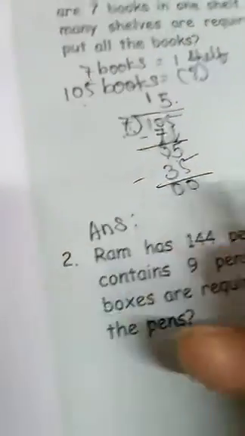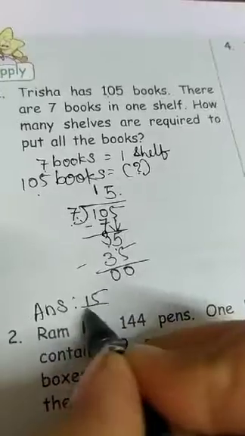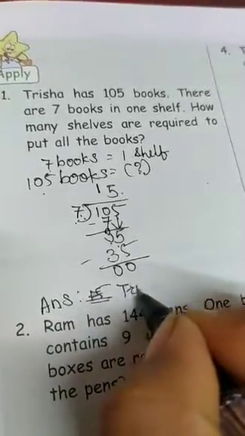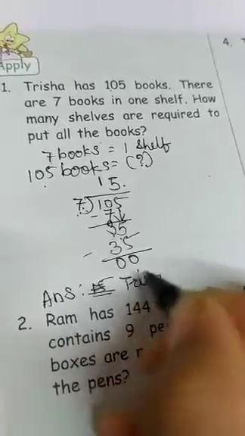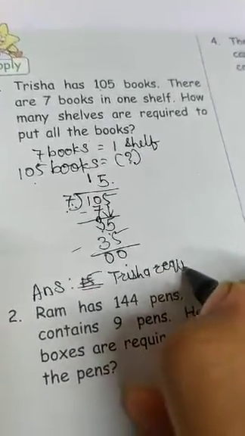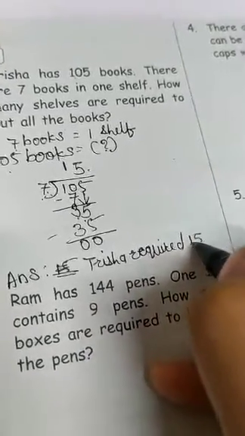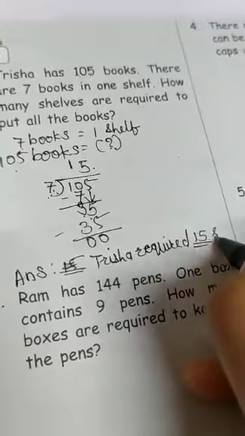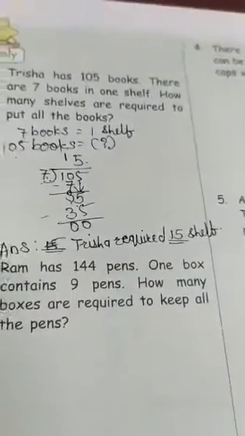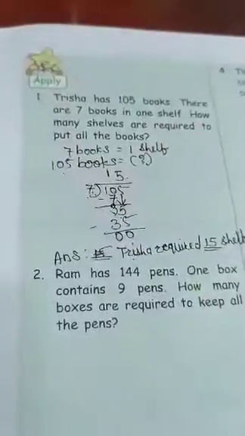So final answer, what you have to write? Answer: 15. Sorry, we write in this way. Trisha required 15 shelf. Yes. So here we completed from apply first one.